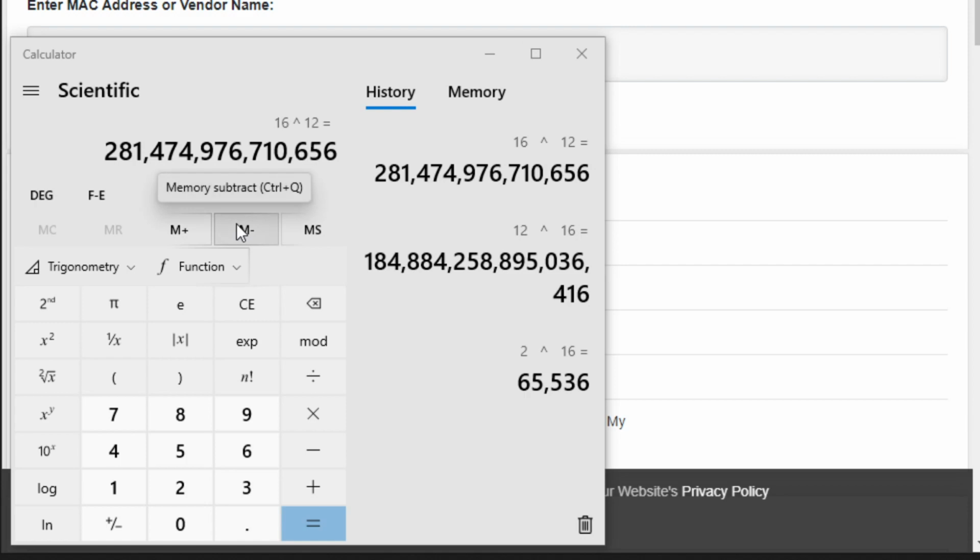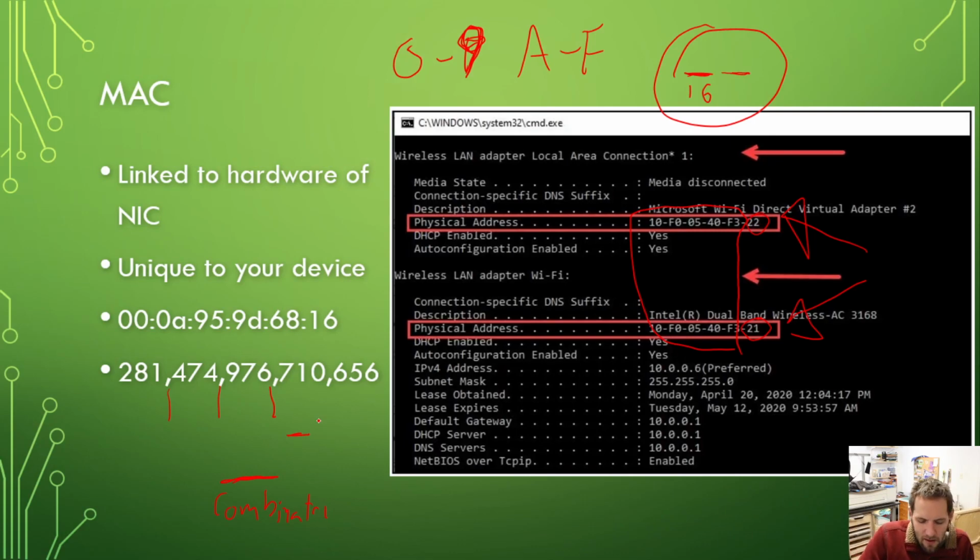Whenever you're trying to figure out how big a number can be, the lower number here is the combinations, so this would be the combinations for that specific spot. And then when you go to a power, that power is the number of spots. In this case, we have 16 combinations and we have 12 different spots. So we do 16 to the 12th. Yeah, that's what's going on there.